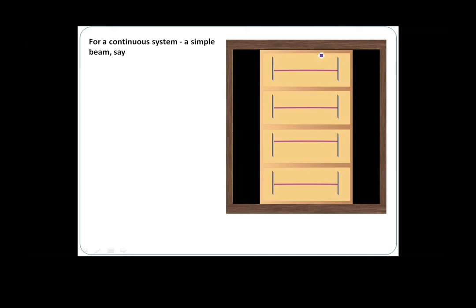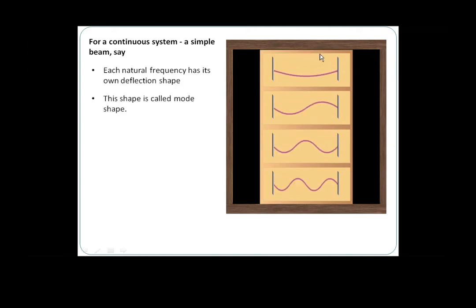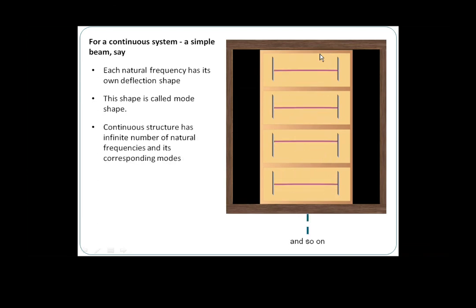All right. So basically we say that each natural frequency has its own mode shape. A continuous structure has an infinite number of natural frequencies and corresponding mode shapes. So in finite element analysis, we are trying to go as close as possible to the actual system, right? So of course, discretization becomes important. With a continuous system, you have infinite.